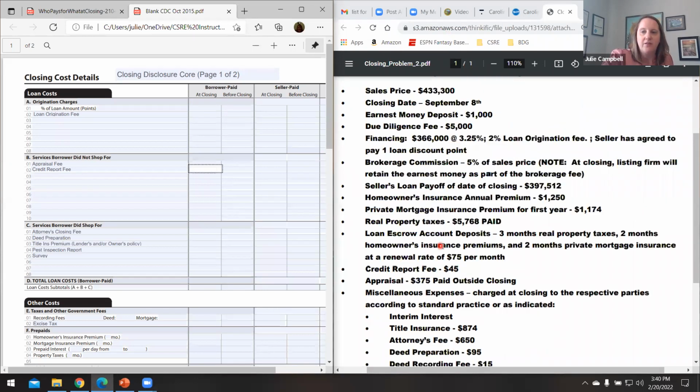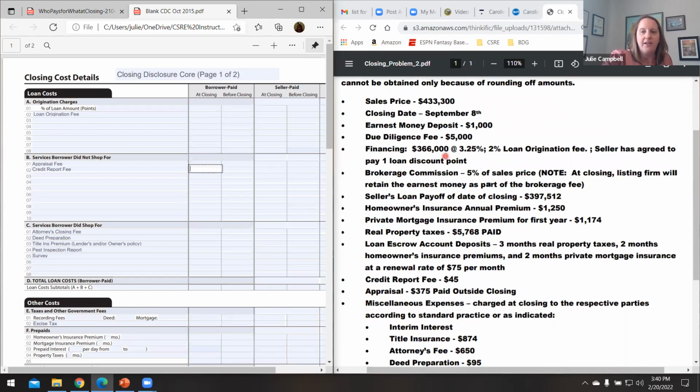So a couple funny things on this one. The financing on this loan: $366,000, 2% loan origination fee. Seller has agreed to pay 1 loan discount point. Well, isn't that nice? Seller has agreed to pay the buyer's discount point. Anything's negotiable, right? So can this buyer and seller agree to this?